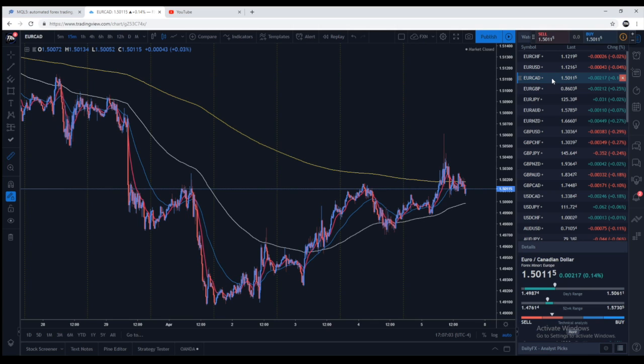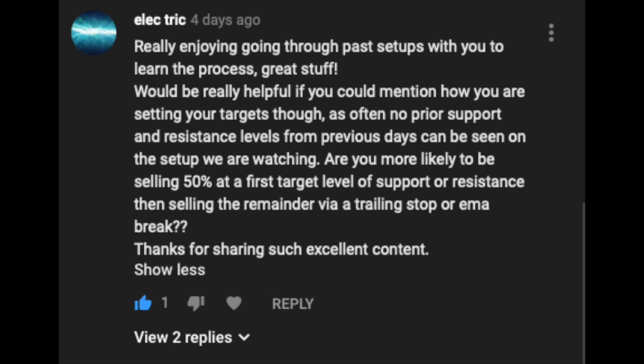All right, the setup is either there or it's not. For me, it's very black and white, and if I don't see anything at all that tells me, hey, this may look like something that I'm interested in trading, then I don't worry about it. All right, I don't worry about it. All right, so next question.